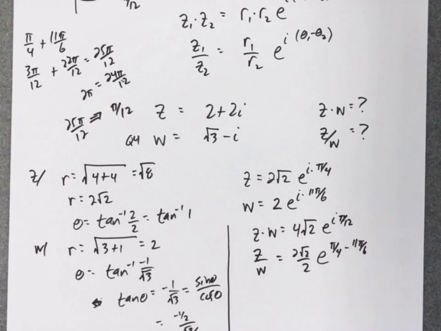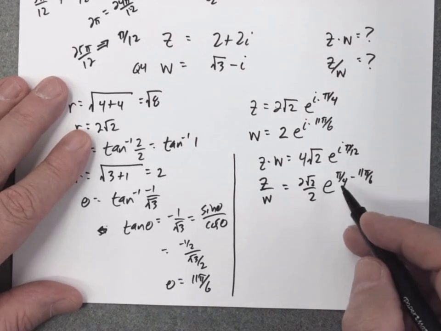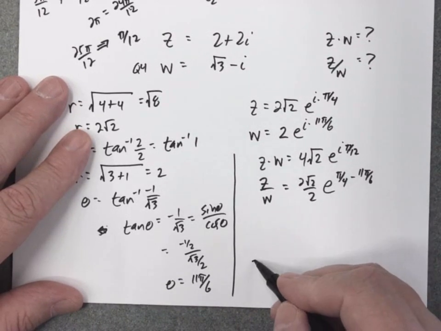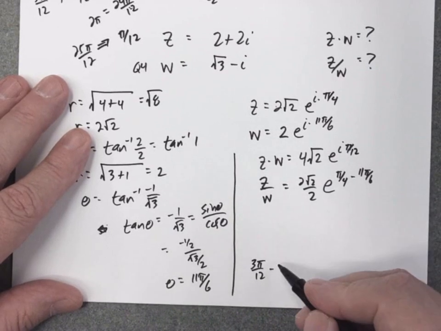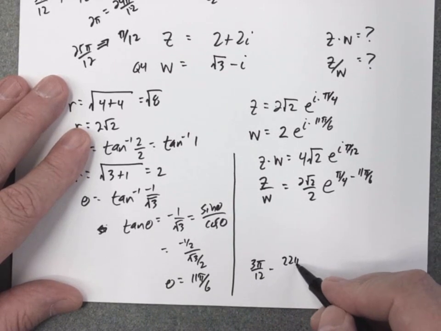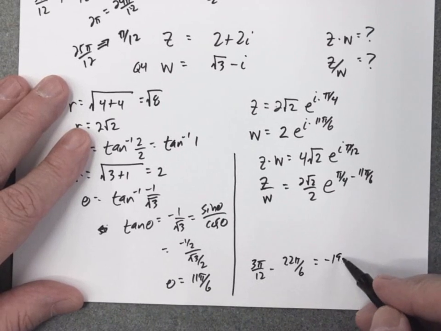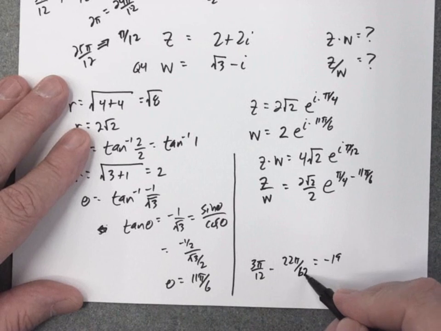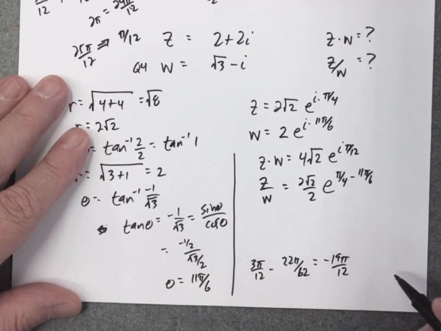So once again, we're going to have to do, I think I'll have room down here to do it. Let's see what happens here. So this is going to be 3 pi over 12 minus 22 pi over 6, minus 19 pi over 12.